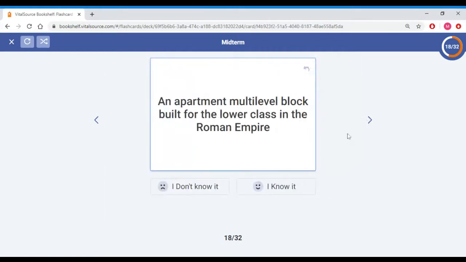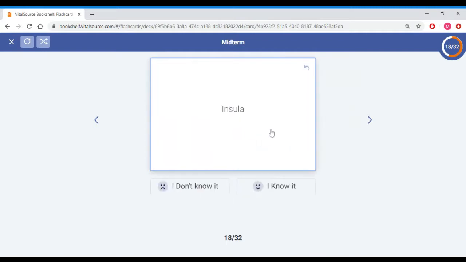An apartment, multi-level block built for the lower class. Option A, domus, option B, villa, option C, insulae. What do you think it is? Insula.